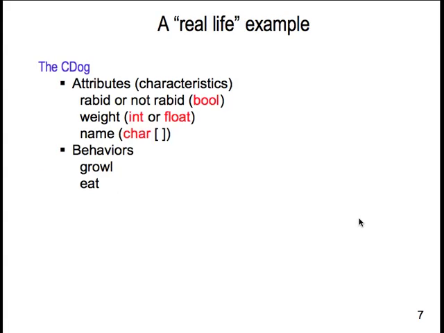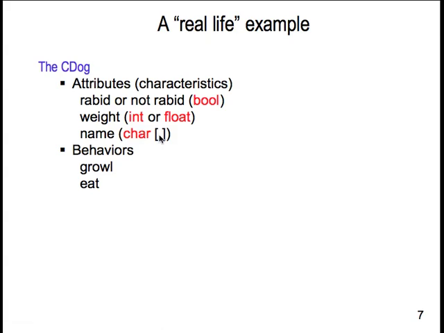In terms of a real life example, let's say we want to create our first class, and we want to call it CDog, because we're creating a C++ dog implementation. We have the attributes, or the characteristics, the information or the data that the class is going to hold. We want to know if the dog is rabid or not rabid, a kind of disease where they go crazy. We're going to make it a Boolean type, a yes or a no. Then the weight of the dog in integers or floats, and then the name of the dog. We can give our dogs names.